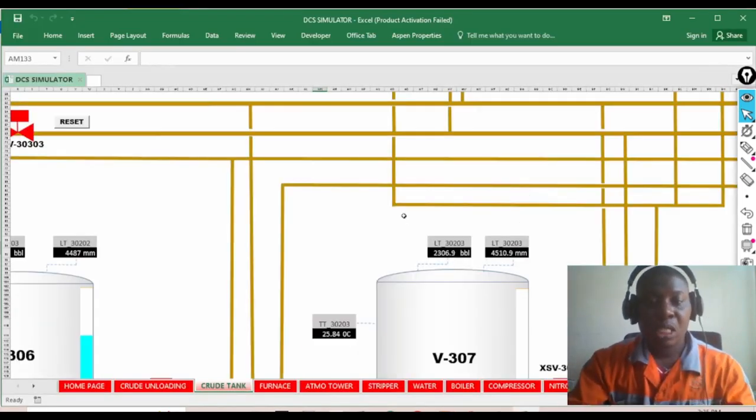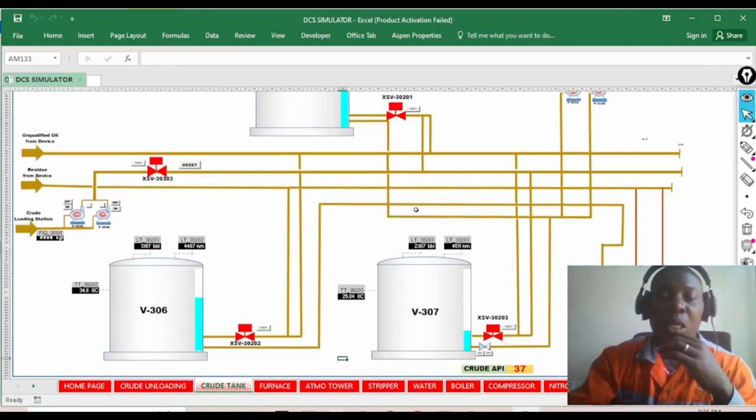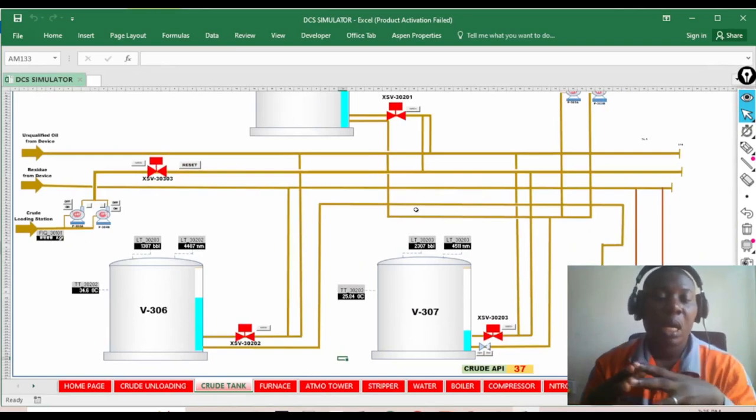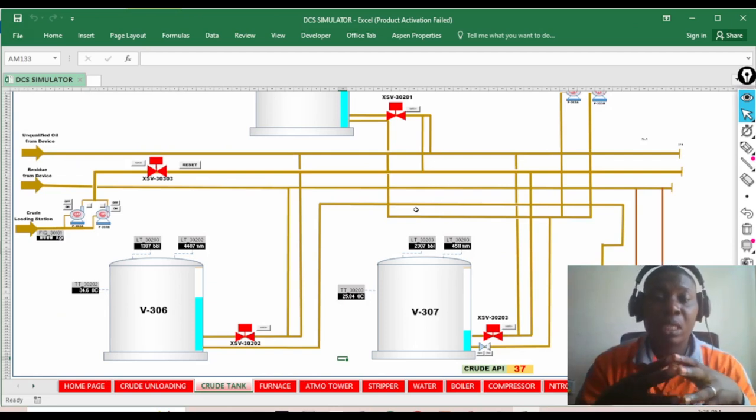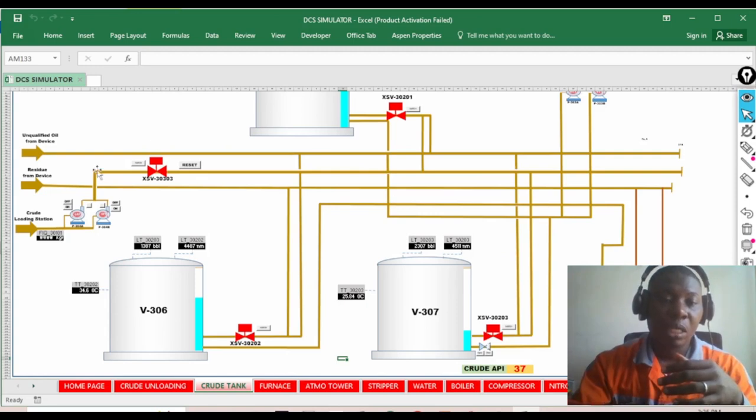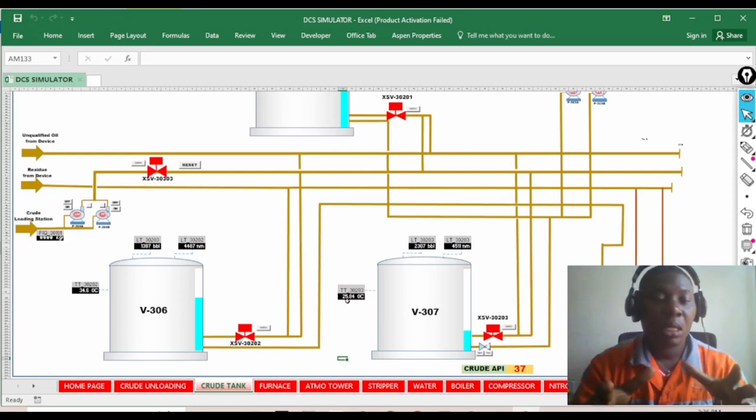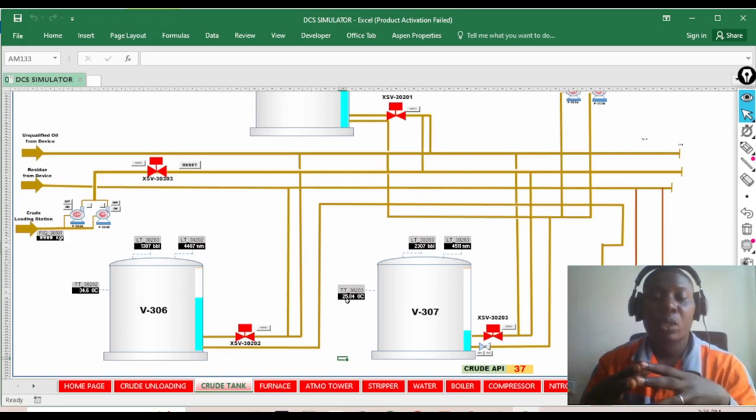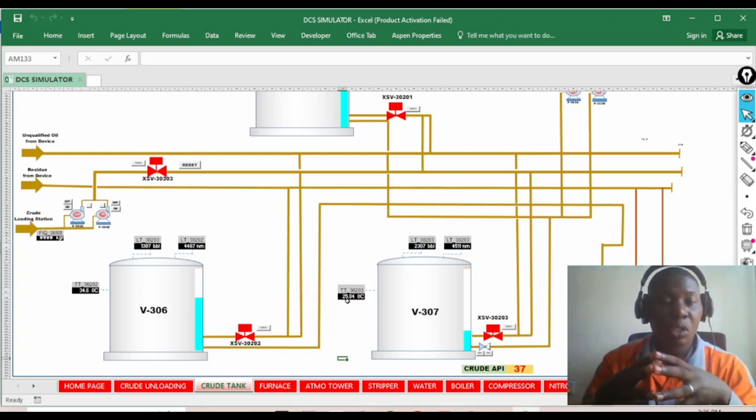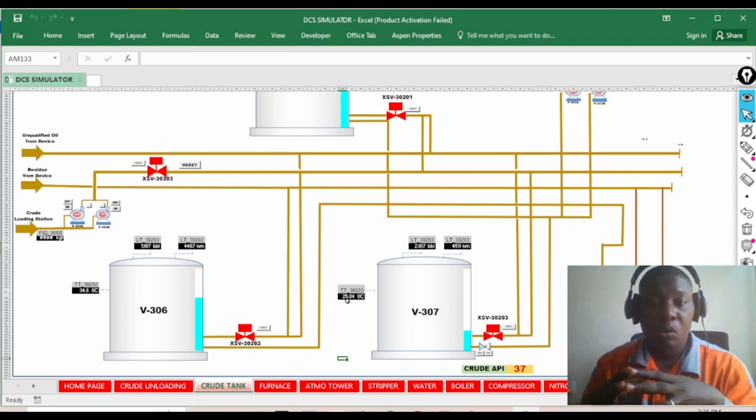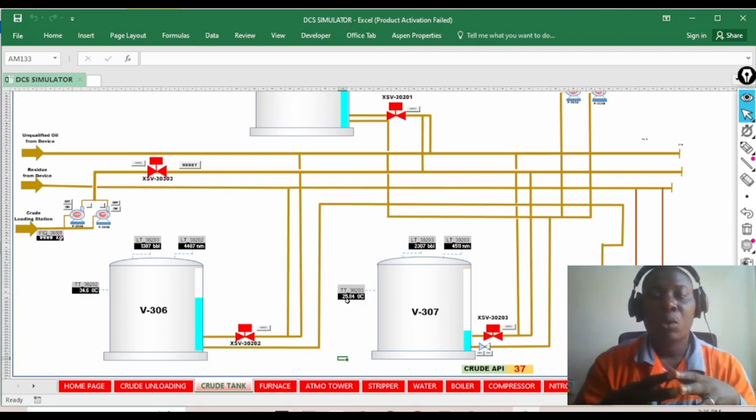Alright, so this is our simulator. As you can see, this is a tank farm, and in the tank farm we have a lot of ESD devices. We have one here, we have one here, all of them trying to protect the tank. Just looking at it, we feel okay, this is just a valve that opens and closes to allow flow in and out of the storage tank. But it goes beyond that. I'm going to show you how it functions.